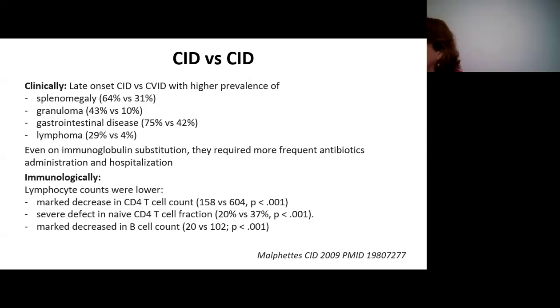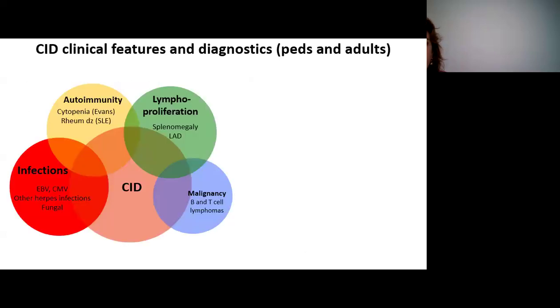How can you, again, sieve them out of the big CVID group? Marked decrease in CD4 T cell count, severe defective naive CD4 T cell fraction, and marked decrease in B cell count. So this is a 2009 paper from an infectious disease group, actually, from France. And I believe that it really set the stage for this important distinction of the two different groups.